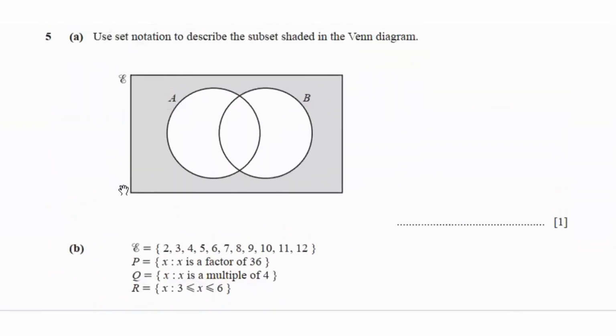Question 5 says use set notation to describe the subset shaded in the Venn diagram. So if you look at this Venn diagram, we can see that everything that is outside A and B is shaded, which means (A union B) complement. A union B is basically everything included in A and B. So since it's everything apart from that, it's going to be (A union B) complement.